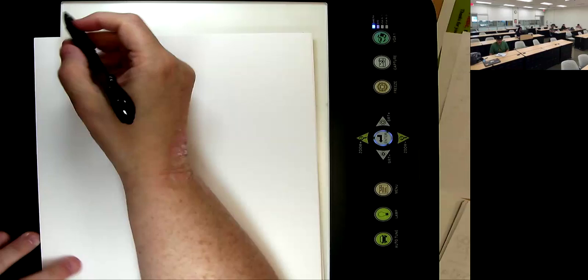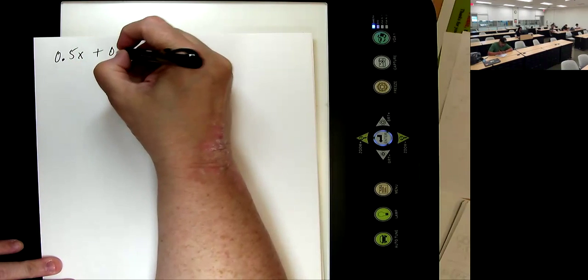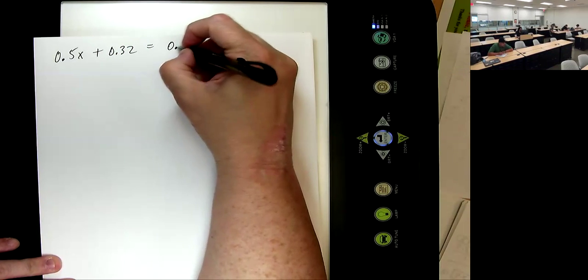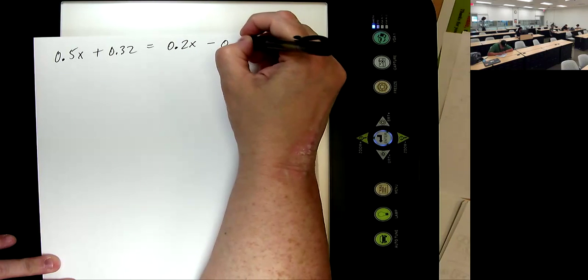Alright. Decimal quiz, everyone looks like they're done writing. Let's say we had 0.5x plus 0.32 equals, I don't know, 0.2x minus 0.451.